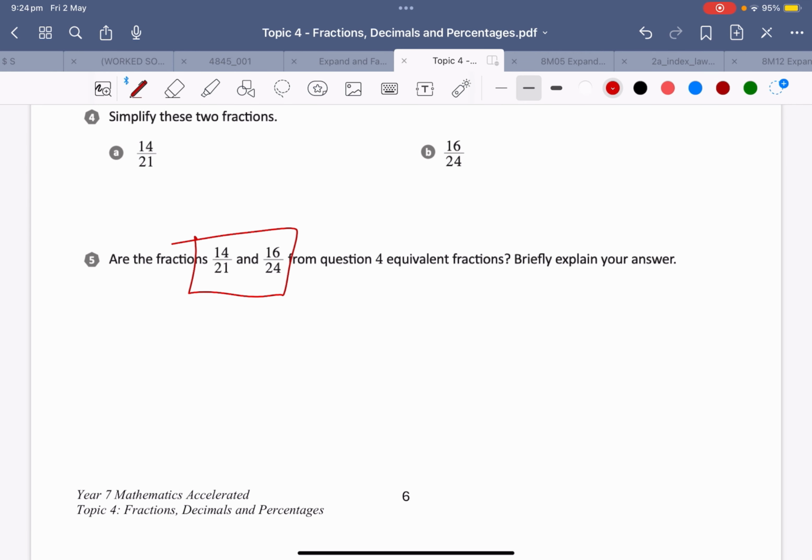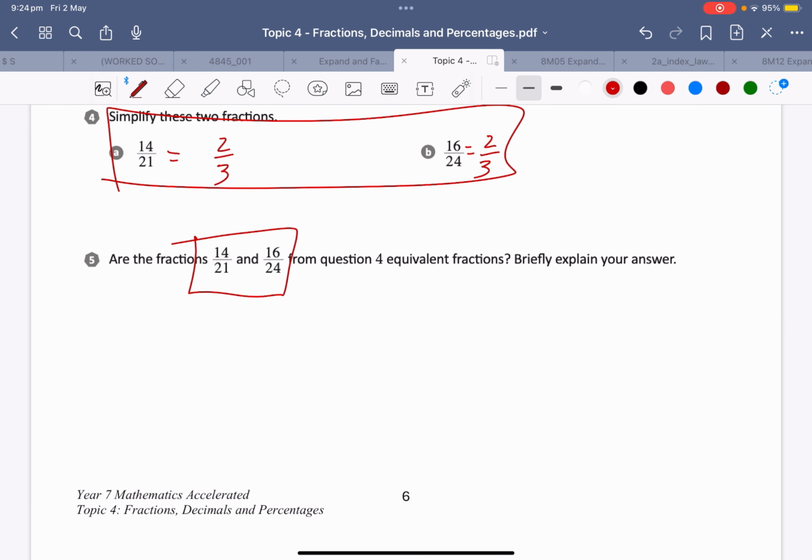Are fractions 14/21 and 16/24 from question 4 equivalent fractions? Briefly explain your answer. Well, let's see. 14/21 can be divided by 7 for both numbers. So it's going to be 2/3. Let's see. 16/24, I can see that it divides by 8, which will be 2/3. Yes, because they both simplify to 2/3. I hope this is making good sense.